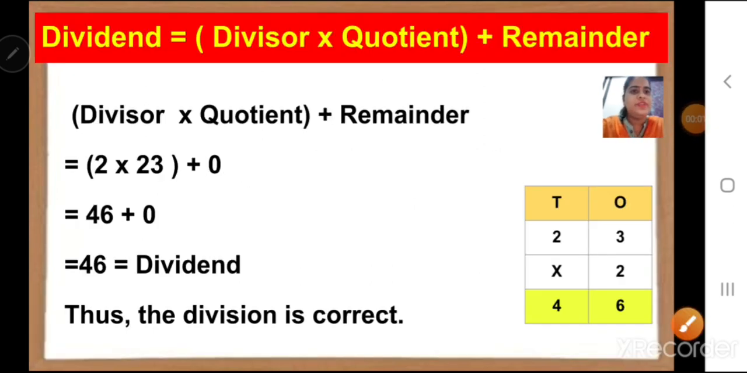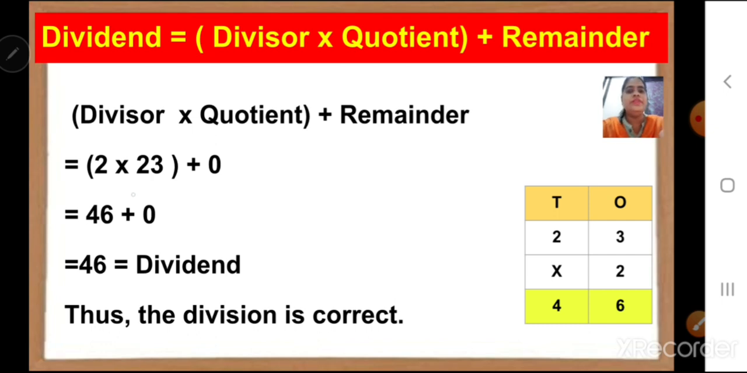After that children, we are going to solve. You can write only this one. After the formula, you can write directly divisor into quotient plus remainder. Now divisor is 2. Quotient is 23 plus 0. All the steps you are going to write one below the another neatly.